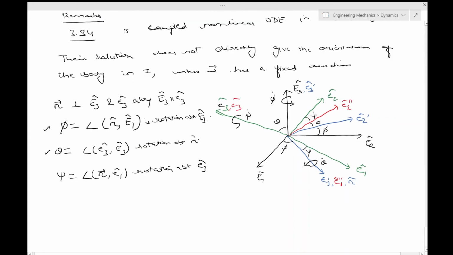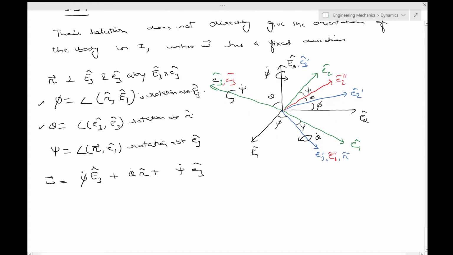Now the omega can be written in terms of these Euler angles, which are theta, phi, and psi, as phi dot into E3. Okay, plus, this is psi, I should be more clear about it. Okay, then you would have a theta dot in the direction of N. Okay, plus psi dot in the direction of e3.